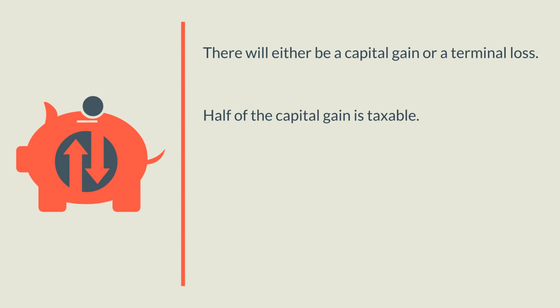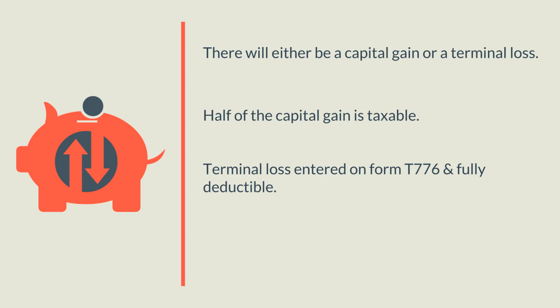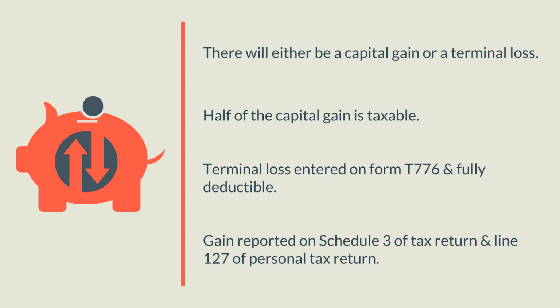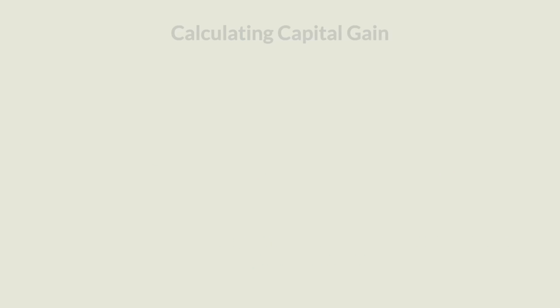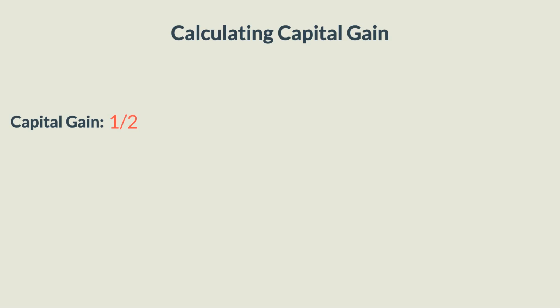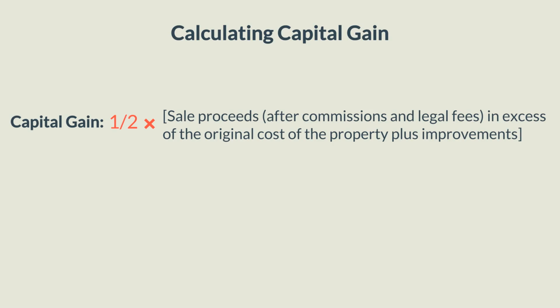Half of the capital gain is taxable. When there is a loss on the property, it is recognized as a terminal loss and entered on Form T776. It is fully deductible. A capital gain is reported on Schedule 3 of the tax return and is also entered on line 127 of your return. The capital gain is calculated as follows: the sales proceeds after commissions and legal fees in excess of the original cost of the property, plus improvements.